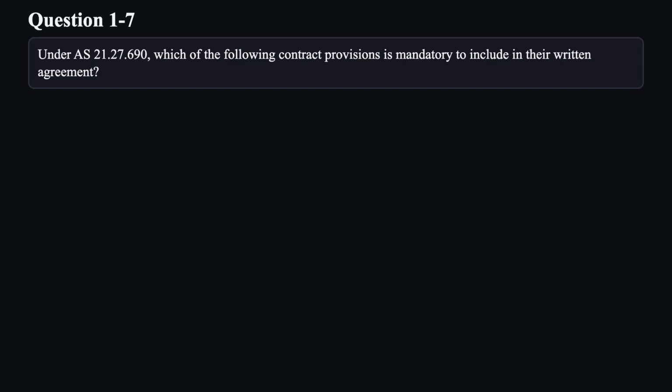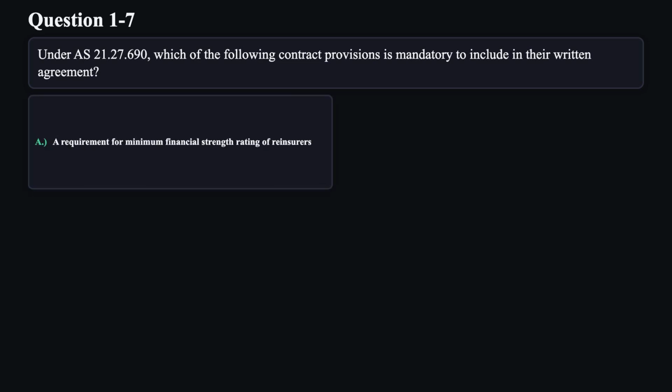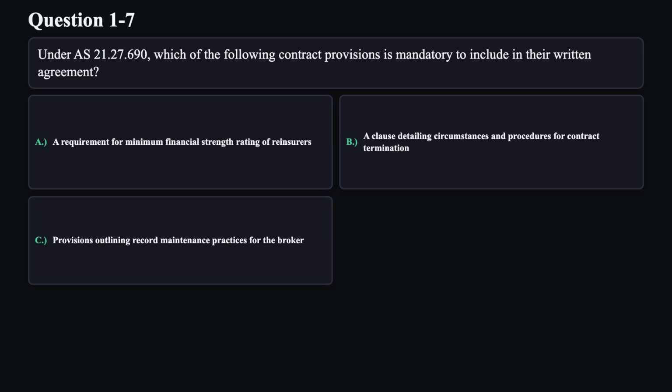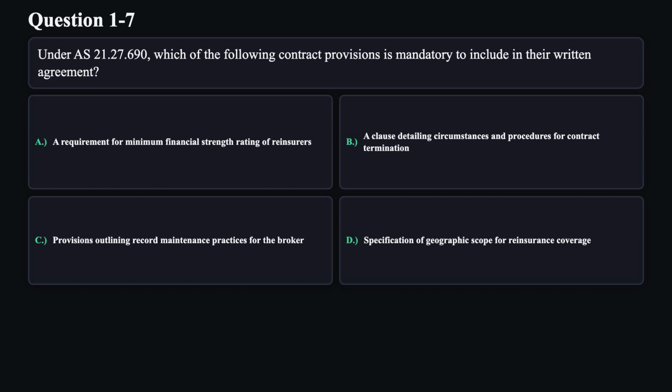Question 7. Under AS 21.27, which of the following contract provisions is mandatory to include in the written agreement? A. A requirement for minimum financial strength rating of reinsurers. B. A clause detailing circumstances and procedures for contract termination. C. Provisions outlining record maintenance practices for the broker. D. Specification of geographic scope for reinsurance coverage.